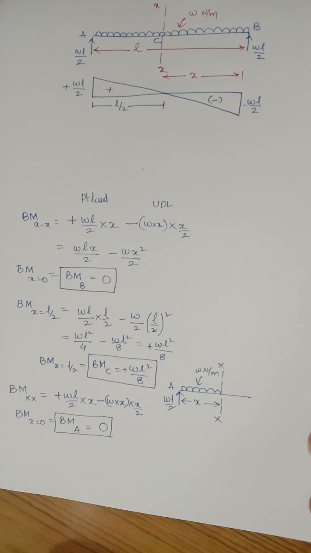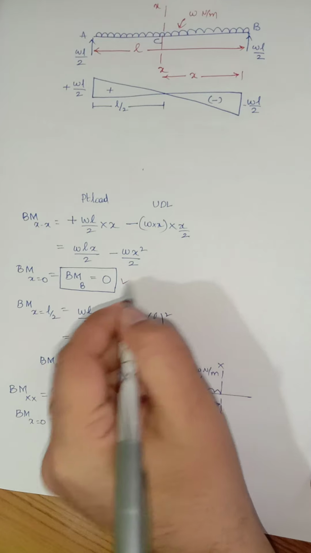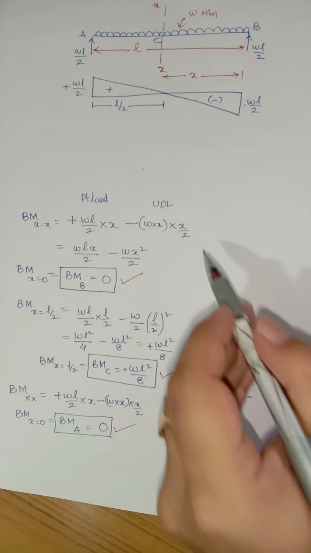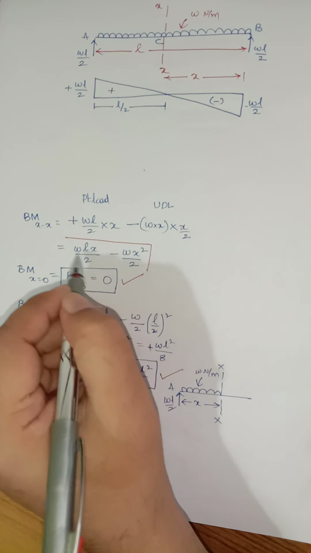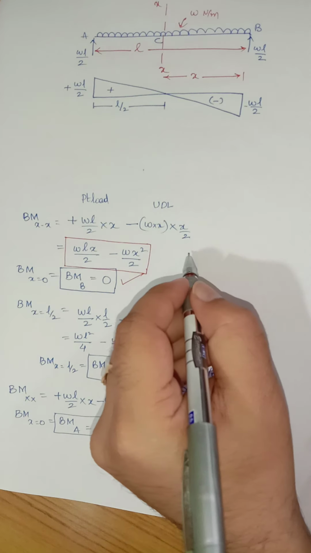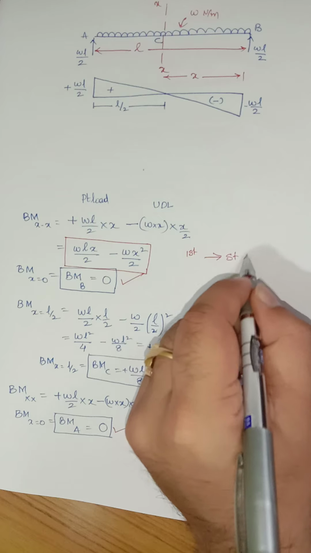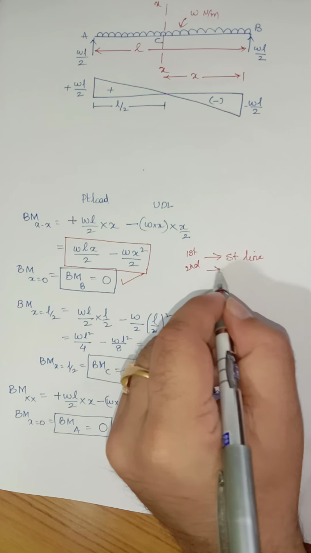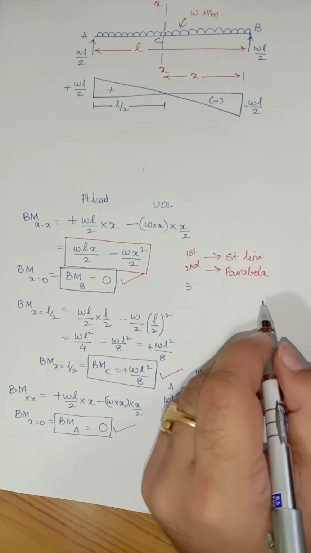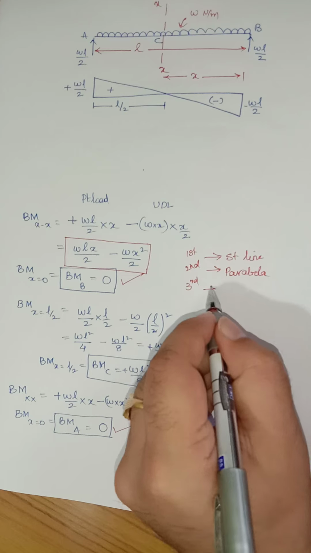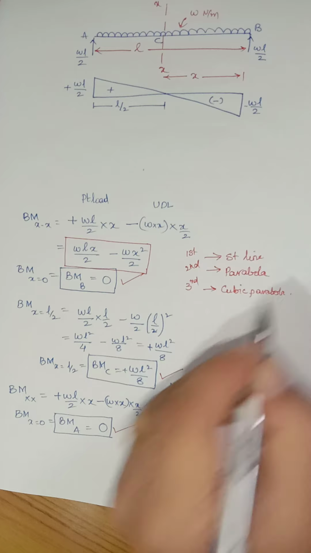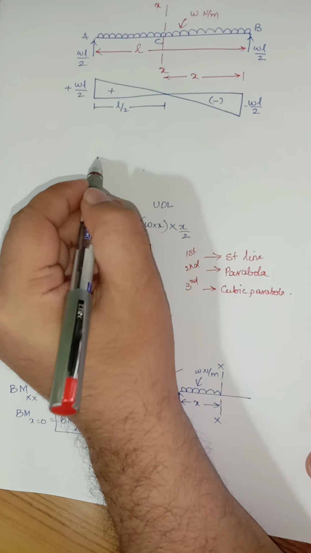Now let me draw the bending moment diagram. See, we got bending moment at point B is 0, bending moment at point A is 0, and bending moment at point C is WL square by 8. And the equation we obtained here is a quadratic equation, a second degree equation. For first degree equation, it should be a straight line. For second degree equation, it should be a parabola. You have to remember this one. And for cubic equation, third degree, it should be a cubic parabola.